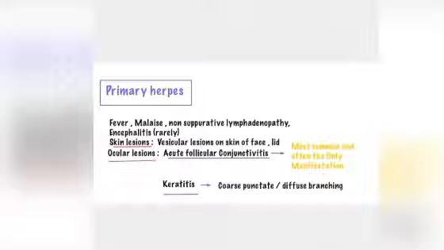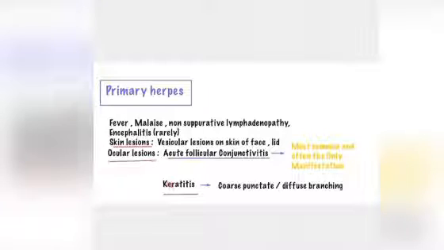Like I told you earlier, the primary herpes will definitely have systemic features, which are fever, malaise, non-suppurative lymphadenopathy, and encephalitis rarely. The skin lesions of primary herpes include vesicular lesions on the skin of the face and lid. Ocular lesions include the most common and often the only manifestation, which is acute follicular conjunctivitis. So acute follicular conjunctivitis is a very common manifestation of primary herpes. MCQ again. The only manifestation or the most common manifestation of primary herpes is acute follicular conjunctivitis.